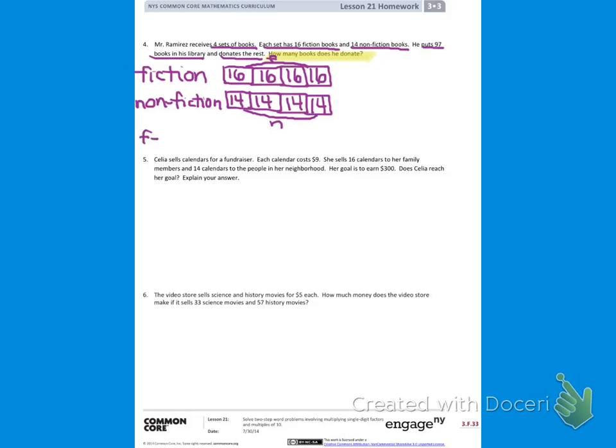F will be the total fiction books, and the N will be the total nonfiction books. We always need to define what our letters mean for the unknown. So when someone looks at our paper, they know what it stands for or represents.